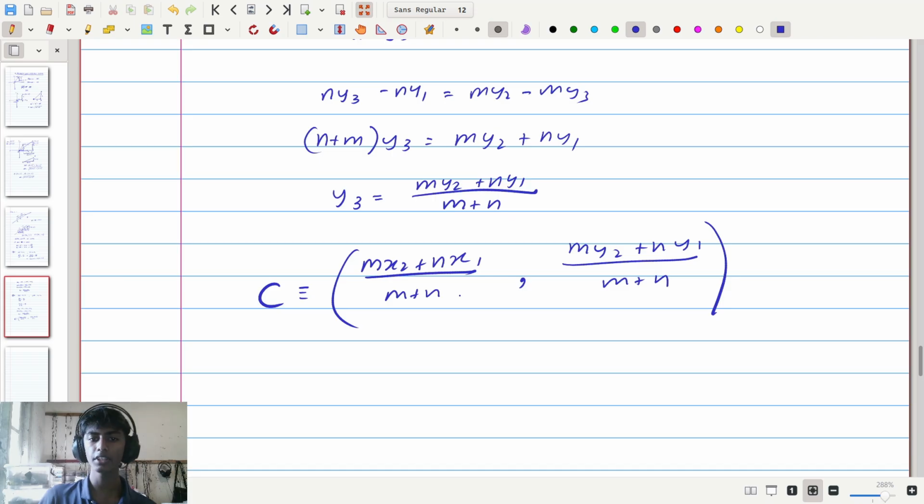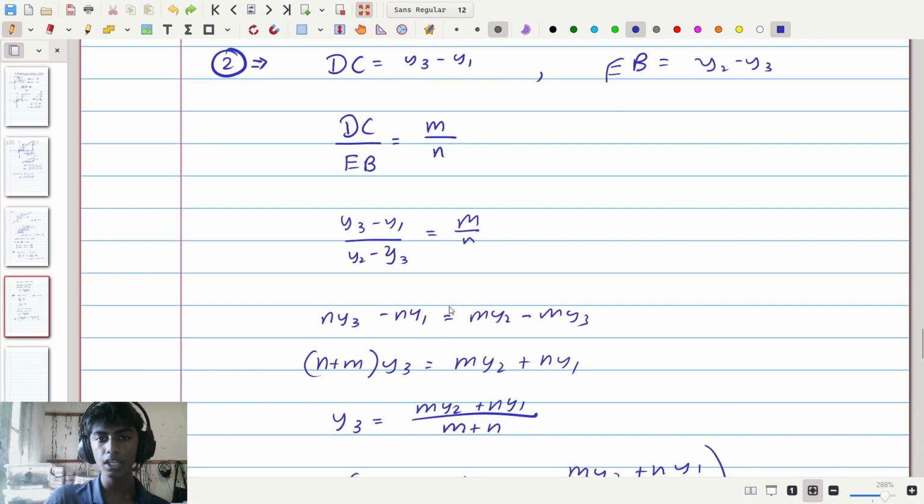We can see something interesting here. What we have derived appears to be a weighted average of the 2 points A and B. It's a weighted average. We are weighting the x2 point by a weight m, and we are weighting the x1 point by a weight n, which is kind of intuitive.